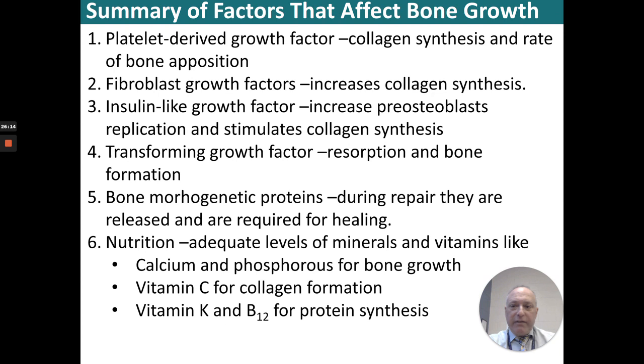So there are various factors involved in bone growth, and I don't want you to know all of these. I just want you to have an appreciation for them. So platelet-derived growth factor, fibroblast growth factor, insulin-like growth factor, transforming growth factor, bone morphogenetic proteins, and then factors within nutrition, like calcium intake, vitamin C levels, and vitamin K and B12 levels.